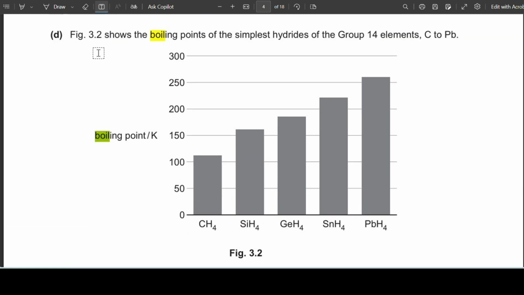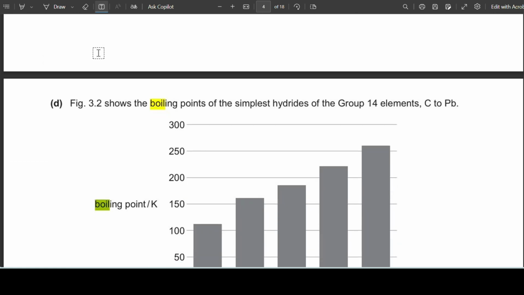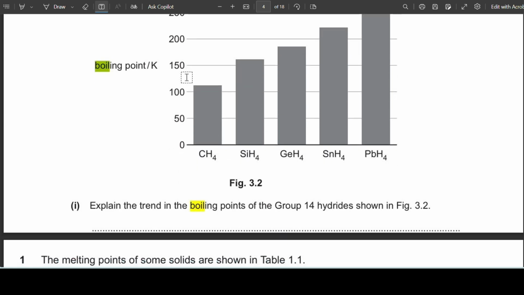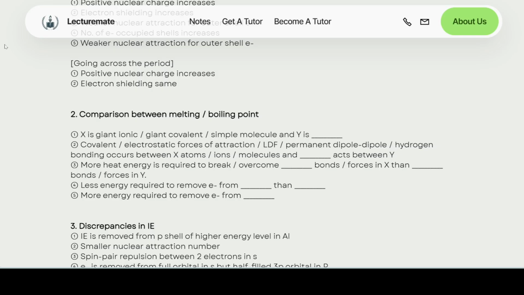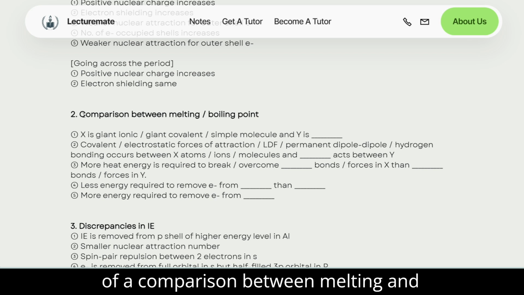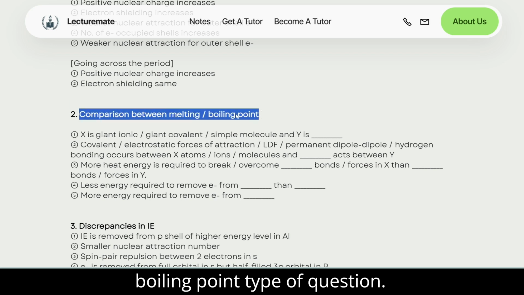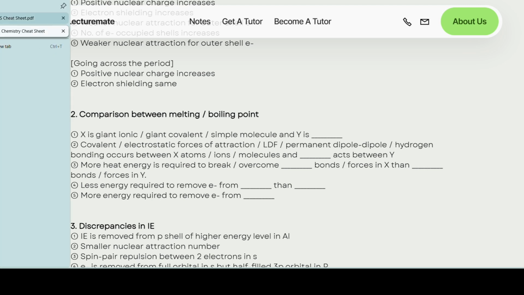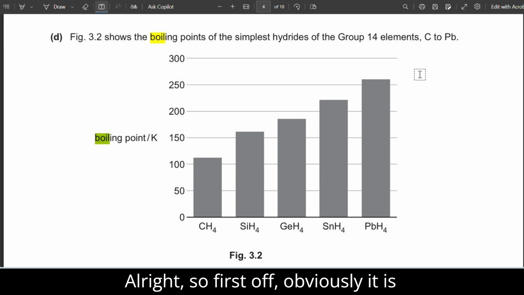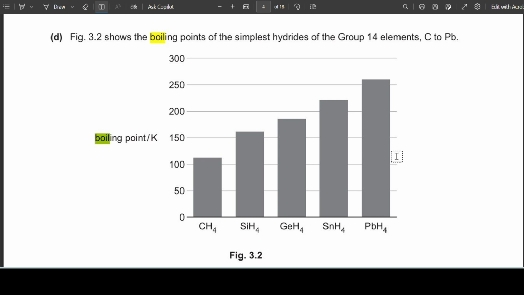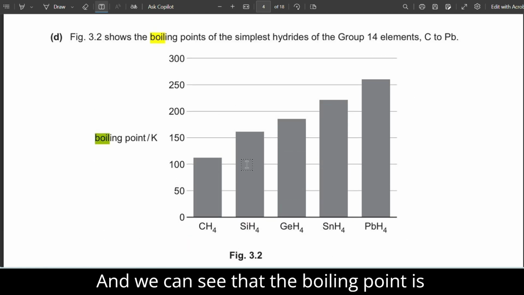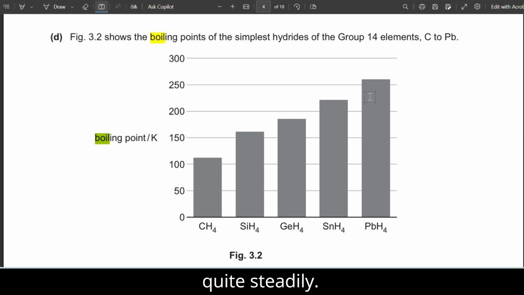Alright, so let's take a look at this question. This is a question asking us to compare the boiling points. Also, okay, so this is also a variation of a comparison between melting and boiling point type of question. Alright, so first off, obviously it is going down group 14, and we can see that the boiling point is actually increasing. It's increasing quite steadily.